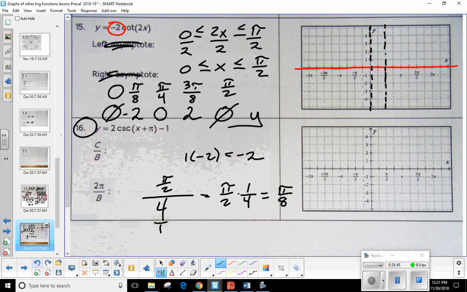Now, we've got to graph pi over 8. So what's halfway between 0 and pi over 2? Okay, that's pi over 4, so we want half of that. So pi over 8 is going to give me negative 2. So right here, I want to go down to negative 2. Then I've got pi over 4, 0. And then I've got 3 pi over 8, which would be the other halfway mark, up 2.